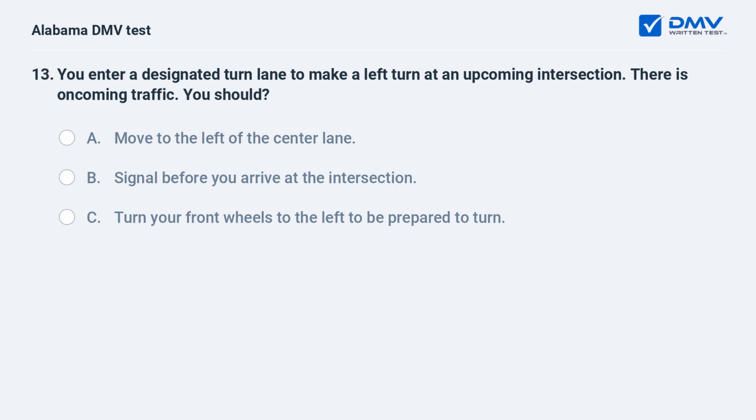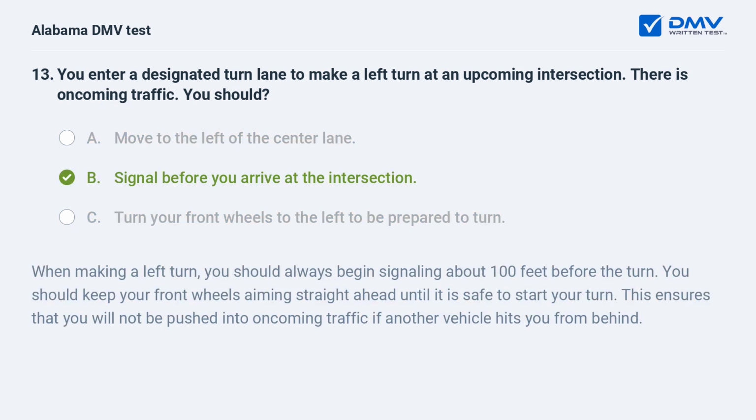You enter a designated turn lane to make a left turn at an upcoming intersection. There is oncoming traffic. You should A. Move to the left of the center lane. B. Signal before you arrive at the intersection. C. Turn your front wheels to the left to be prepared to turn. The answer is B. When making a left turn, you should always begin signaling about 100 feet before the turn. You should keep your front wheels aiming straight ahead until it is safe to start your turn. This ensures that you will not be pushed into oncoming traffic if another vehicle hits you from behind.